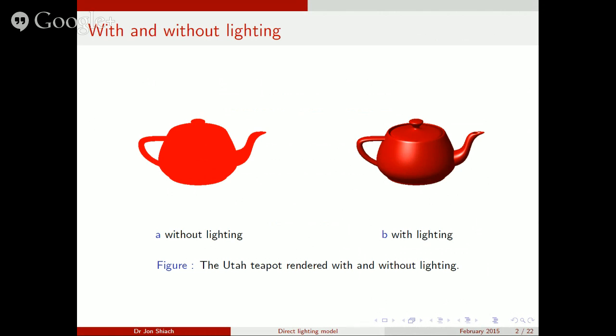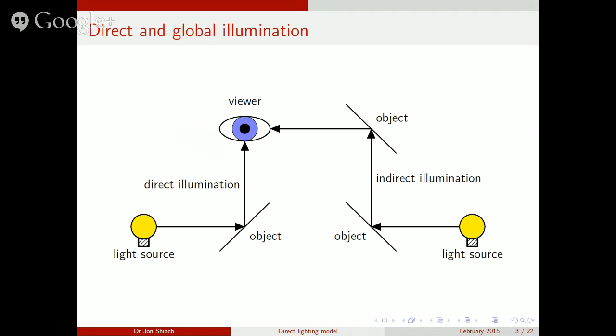Now, there are two main models of lighting. One is called a global model. A global model takes into account light from light sources and from bouncing off all other objects. So the global model uses what we call indirect illumination. This is summed up in this diagram.